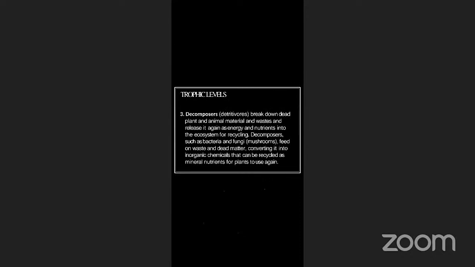Then decomposers. Decomposers, also called detritivores, break down the animal or plant material which is dead, and also waste which is released, and it is converted back to energy and nutrients and recycled in the ecosystem. These decomposers, such as bacteria and fungi, fungi meaning here mushrooms, feed on waste and dead matter. They will be recycled back into nature.